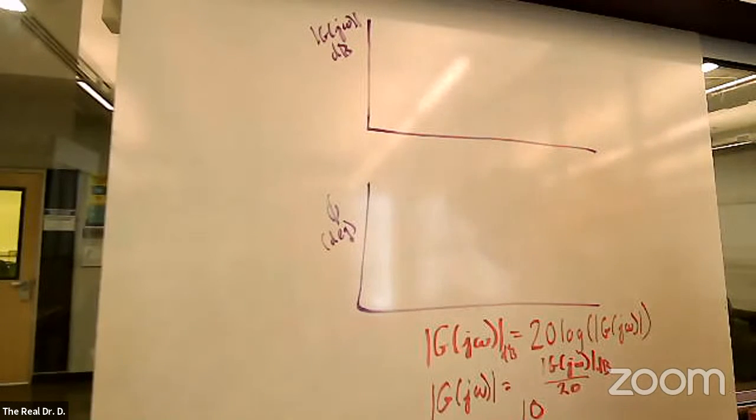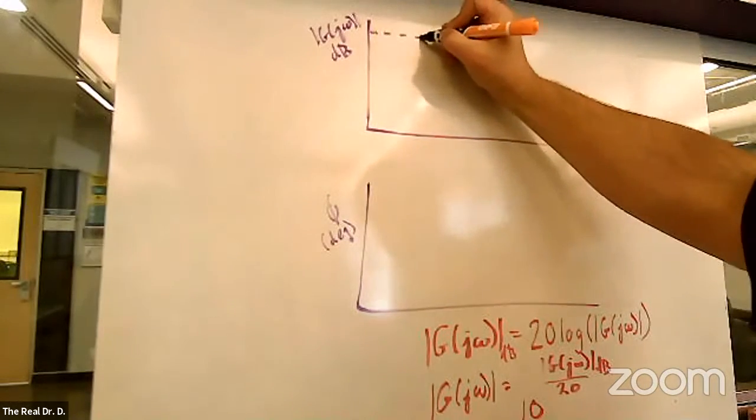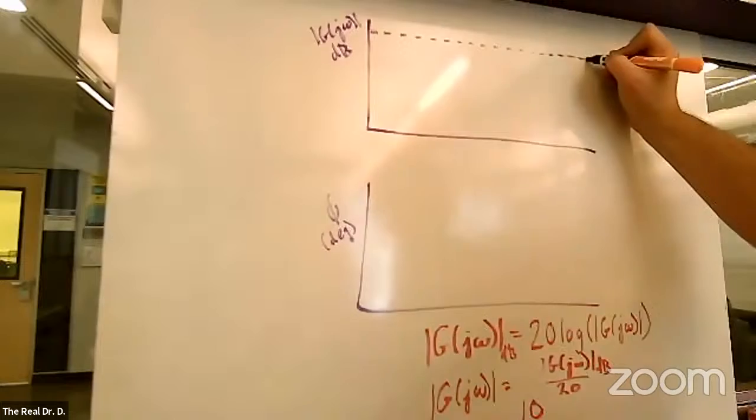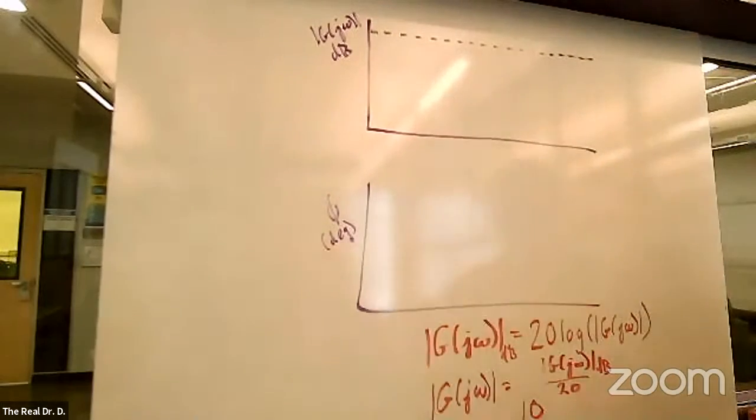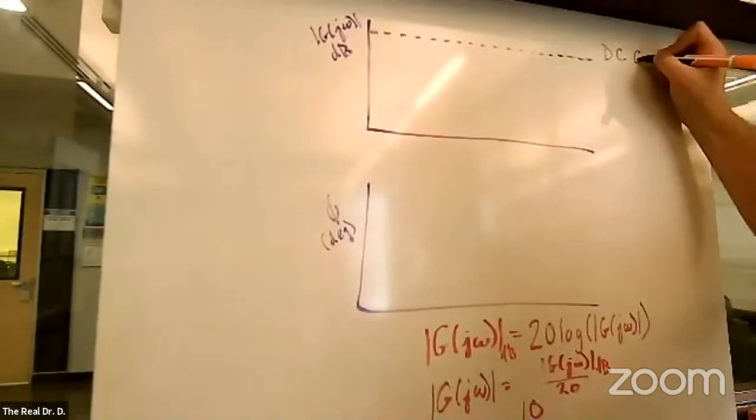So let's assume for this example here that our DC gain is this black line, right? It doesn't really matter what the value is, but let's just say that's the DC gain. So here it is, DC gain.